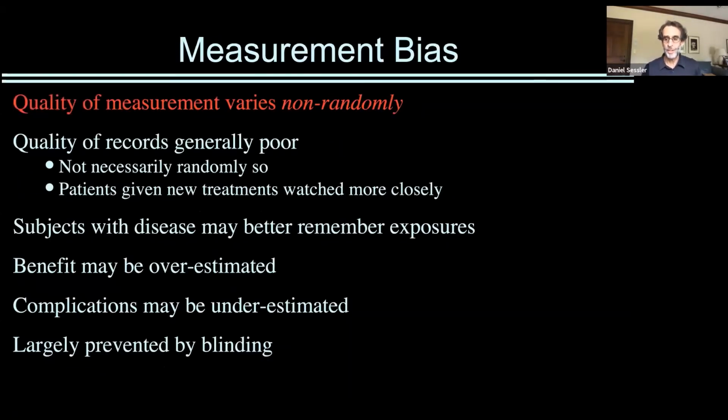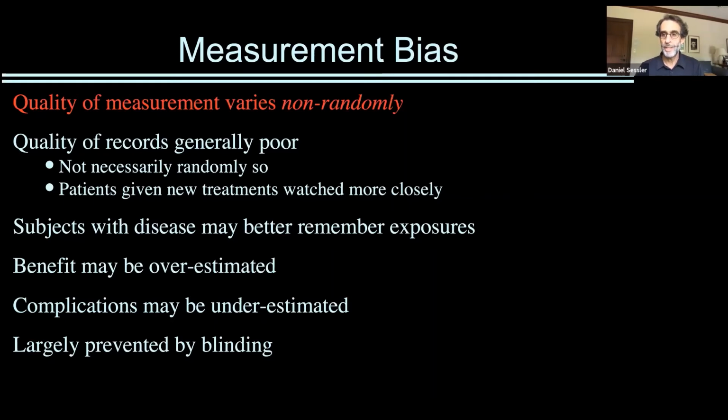Measurement bias occurs on the other end. So measurement bias refers to how you evaluate the outcome rather than who is selected to be in the study, which is selection bias. The quality of measurements can vary non-randomly. And once again, it has to be non-random. Random error is not a bias. It degrades studies, but it's not bias. In retrospective studies, the quality of records is generally poor. Now, if it's poor randomly, it's not bias, but it's not necessarily randomly poor.